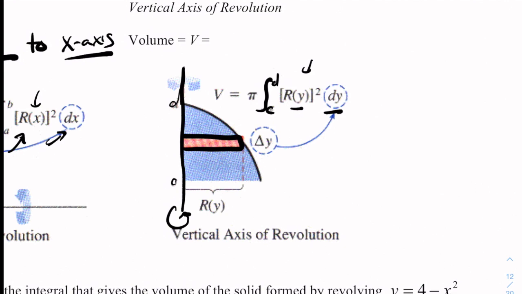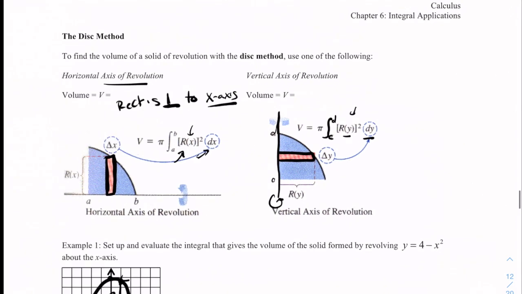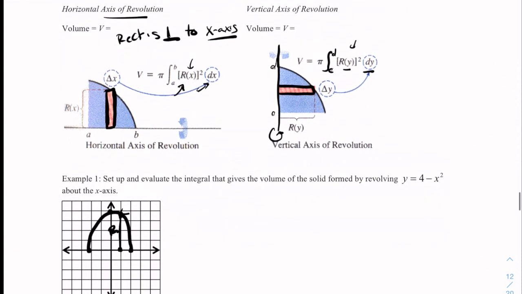So we'll do a couple of examples. I trust that you can use your calculator, and then we will be done. Give the setup and evaluate the integral that gives the volume of the solid formed by revolving y equals 4 minus x squared about the x-axis.